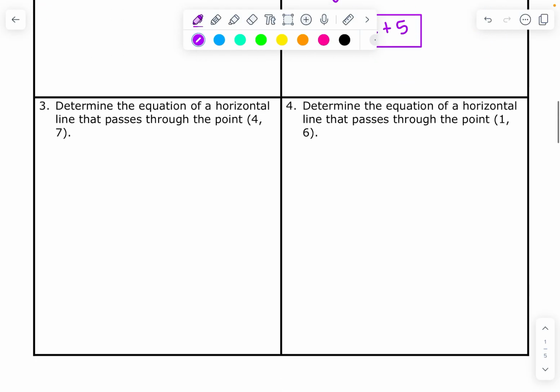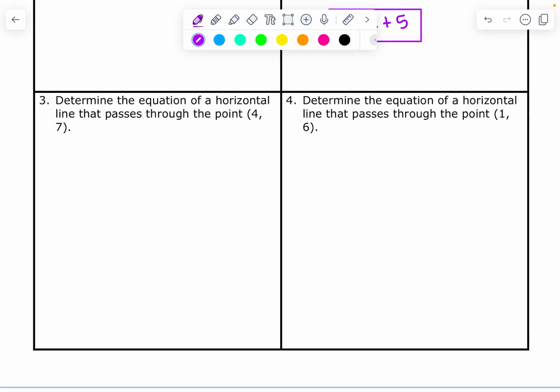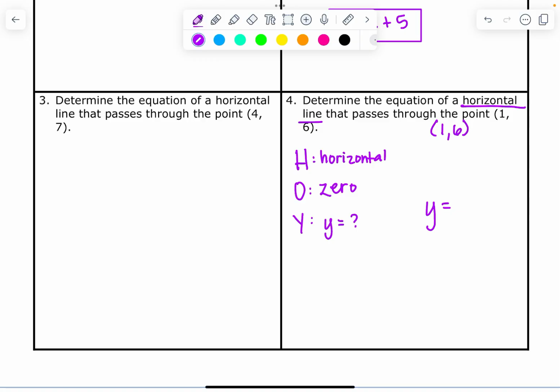Number 4, determine the equation of a horizontal line. Horizontal line. So that means we're going to use HOY. H is horizontal. The O just is for 0. And then Y is for the equation y equals whatever number. So since we're using HOY, that tells us that our equation should be y equals a number. So just come over here to the coordinates, which are 1, 6. And this is our y coordinate. So it's x, that's the y. So plug in the 6 there, and that's it. Try number 3.